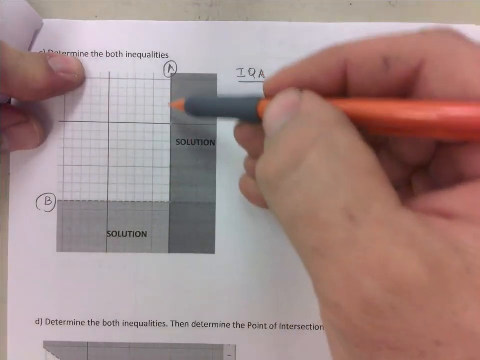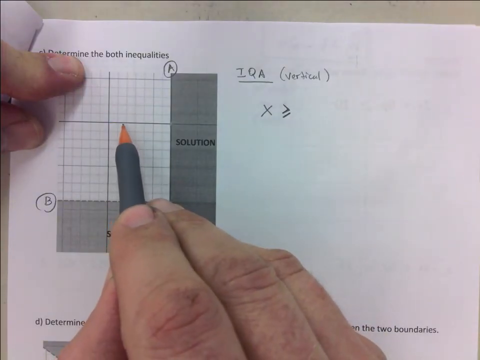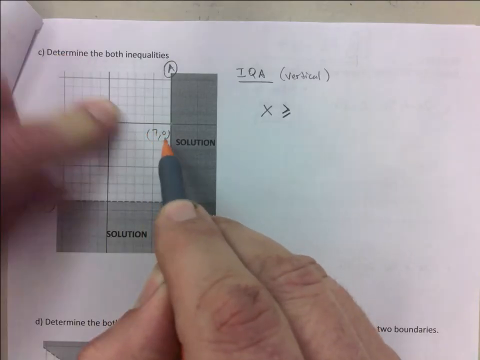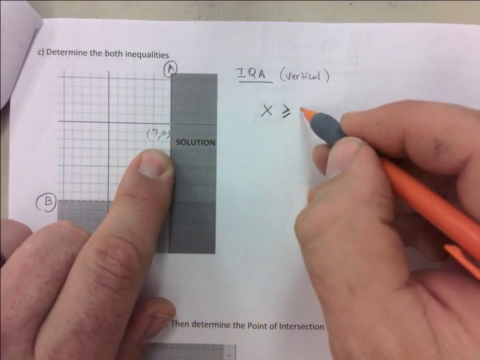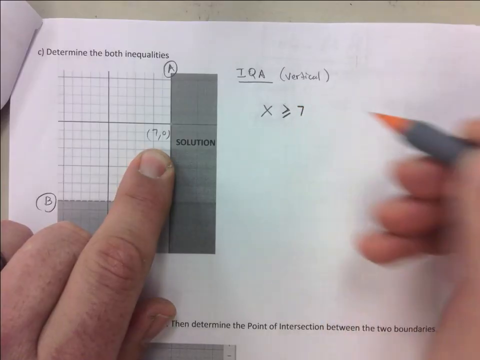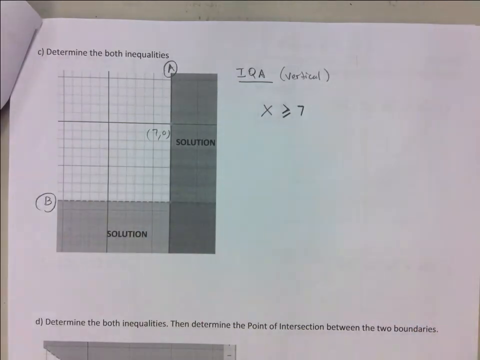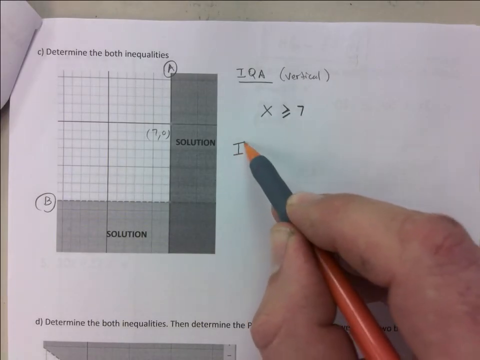Now, where does it go through? We got to do some counting here. This is 5, 6, 7. That took a while for that number to come up, right? There you go. That's it. It's the easiest inequality to write. Vertical or horizontal. No slope at all. You don't need to worry about the slope. You're done.